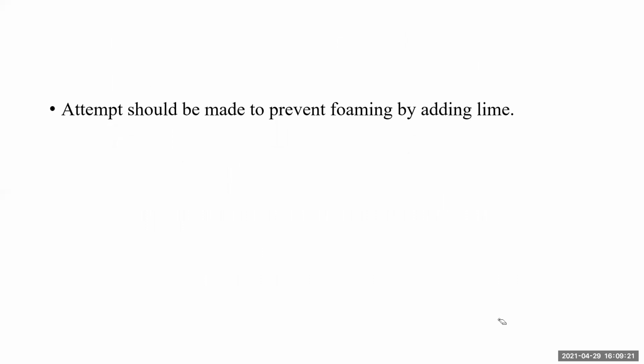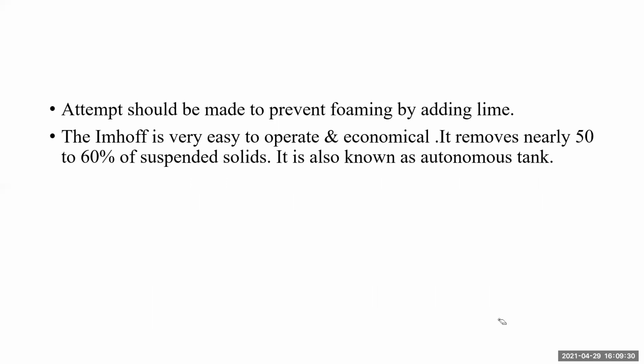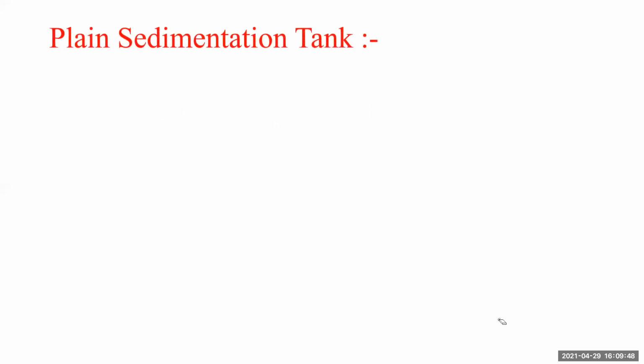Then attempts should be made to prevent foaming by adding lime. We have to prevent foaming, and that is why we add lime, so that pH is maintained above 6.8 and digestion takes place properly. The Imhoff tank is very easy to operate as well as economical. Nearly 50 to 60% of the suspended solids are also removed. It is also known as autonomous. Okay, so that is all about the septic tank and Imhoff tank.